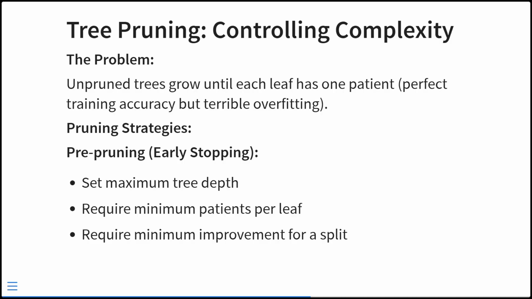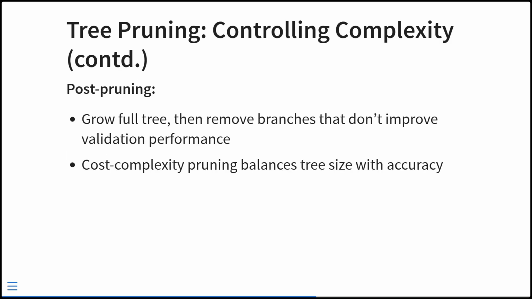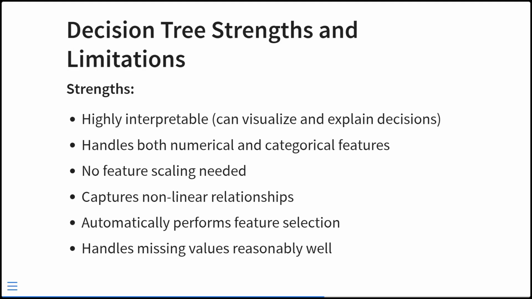So there are various strategies used for pruning. Pruning is more or less making sure the tree doesn't grow beyond our imagination. We don't want to be having one patient remaining when we are trying to create our decision trees. So we grow a full tree, then remove branches that don't improve validation performance and also cause complexity, balancing tree size with accuracy.